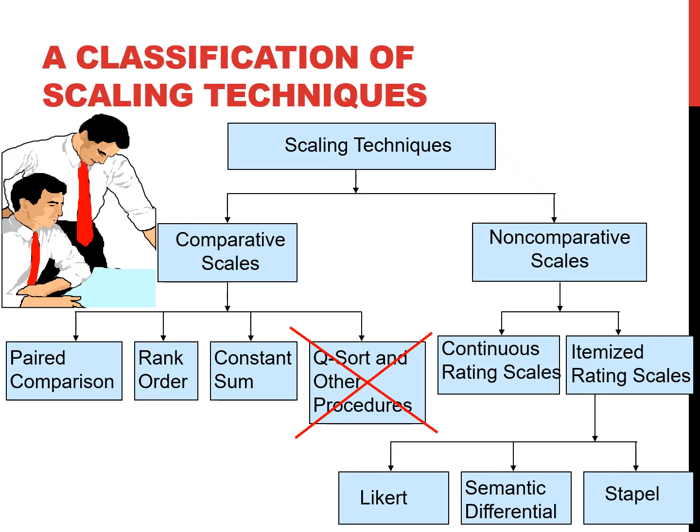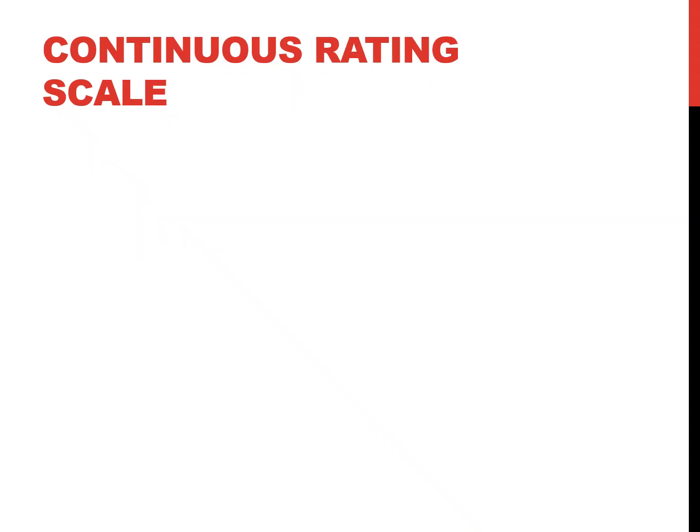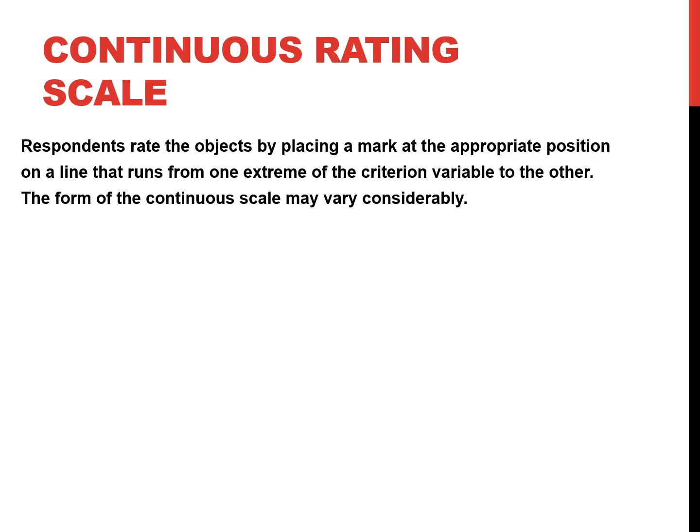Okay, going back to our general classification, we've dealt with comparative scales. We're now moving on to non-comparative scales, and there are two basic types, the continuous rating scale and the itemized rating scales. So looking at the non-comparative scaling techniques, remember respondents evaluate only one object at a time, and they can consist of continuous as well as itemized rating scales, and we're going to consider all of these below as we carry on.